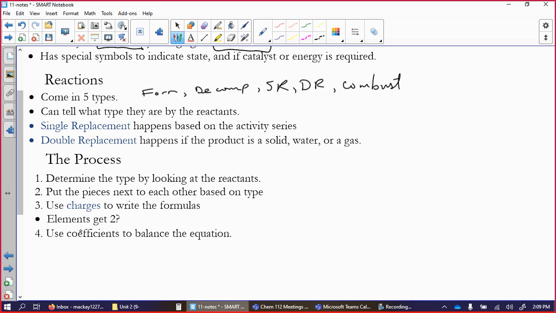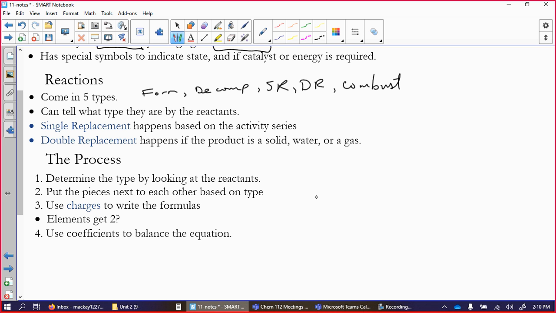So if you're looking to predict products, determine the type of reaction you're looking at. Put the pieces together. If it's formation, you're putting two elements together, making a compound. If it's decomposition, there's a couple decomposition ones on there where I put what actually happens. If you put it into the elements, that's fine. Single replacement, you're switching a metal with a metal, a non-metal with a non-metal. Double replacement, look at charges.